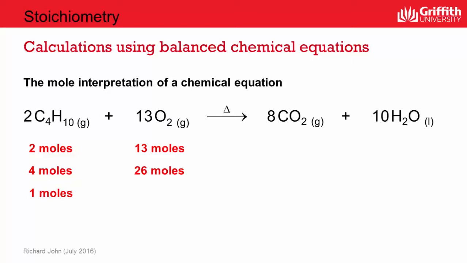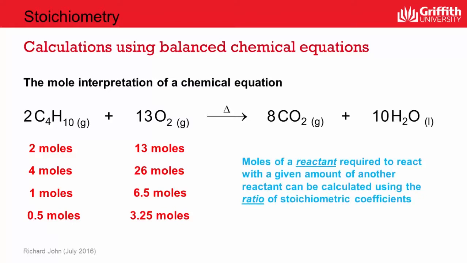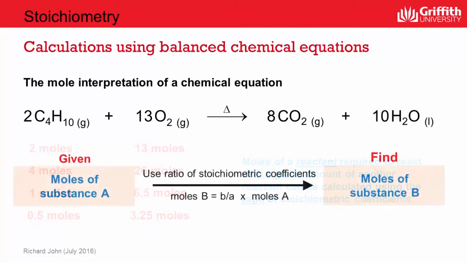If I only started with 1 mole of butane, I would require 13 on 2 moles of oxygen, in other words 6.5 moles. And if I started with 0.5 moles, 0.5 times 13 on 2 equals 3.25 moles. So the moles of a reactant required to react with a given amount of another reactant can be calculated again using the ratio of the stoichiometric coefficients.